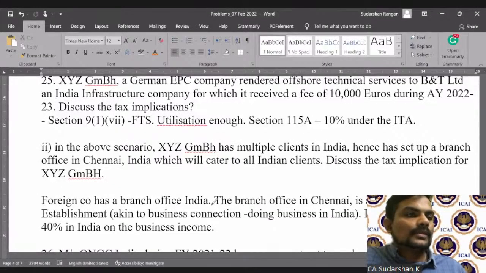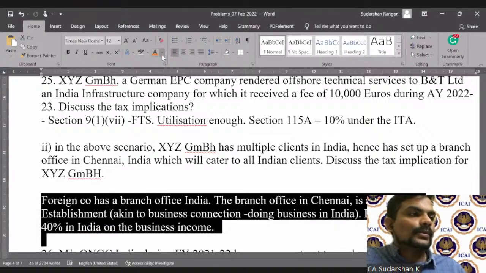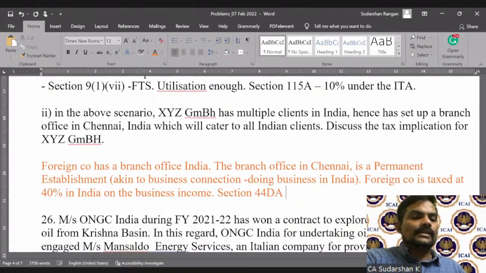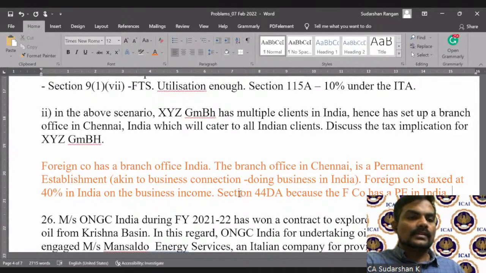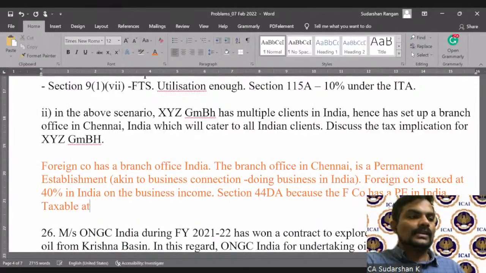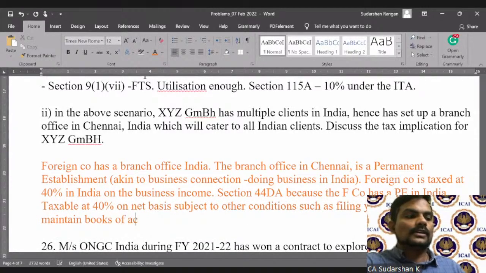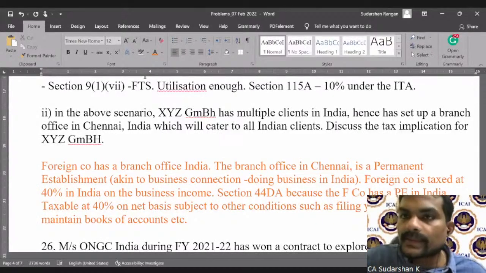So therefore, for this specific question, you have to refer to section 44DA because the foreign company has a PE in India. So it is taxable at 40% on a net basis, subject to other conditions such as filing your tax returns, maintaining books of accounts, etc. So this is very, very significant.